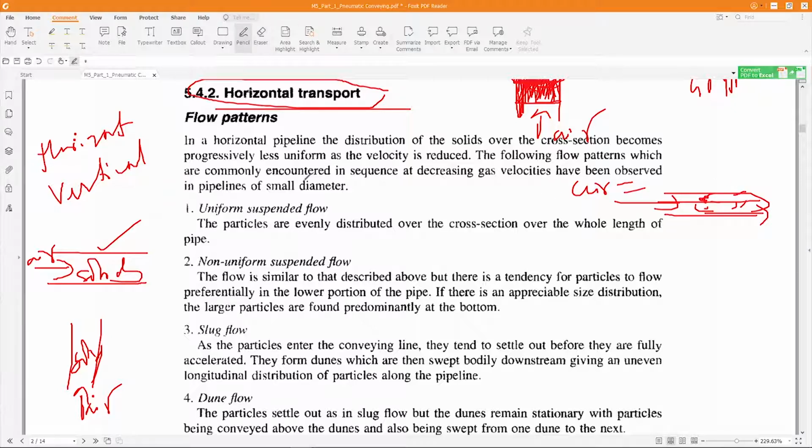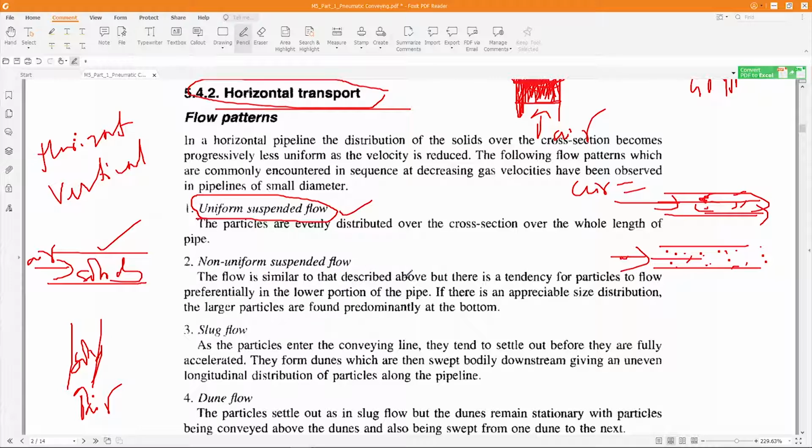The first one is uniform suspended flow. We're discussing horizontal transport. In uniform suspended flow, all the particles are suspended in air and distributed uniformly, so they will flow uniformly. That is uniform suspended flow.